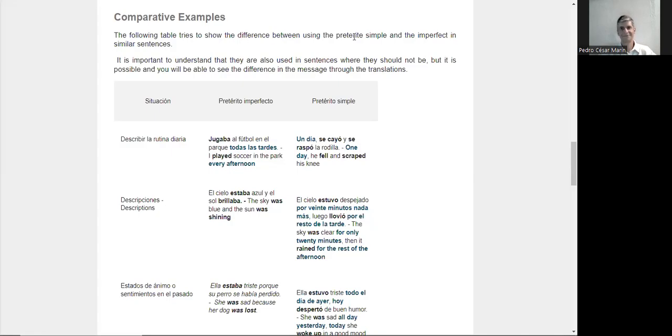How to use the imperfect and the simple. Give me a second and I will be sharing my screen. And here we have my favorite chart to teach this subject.